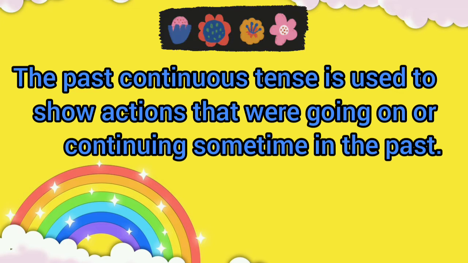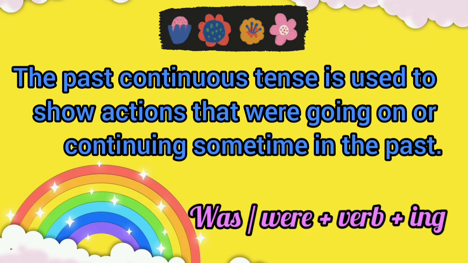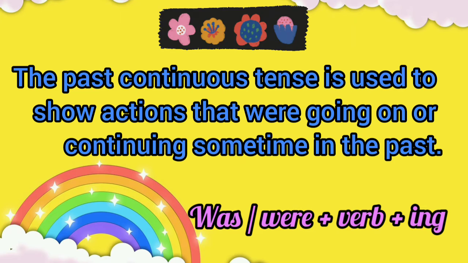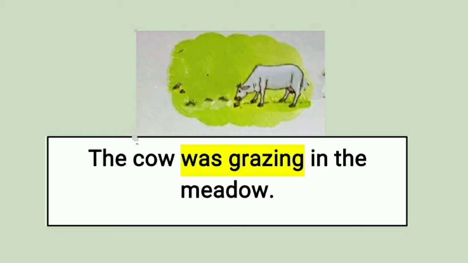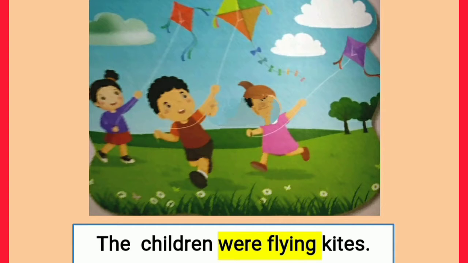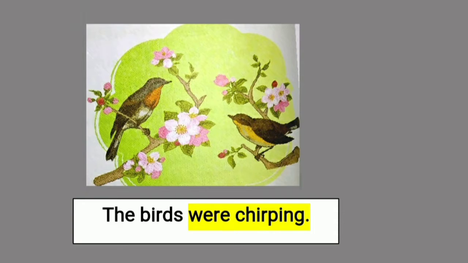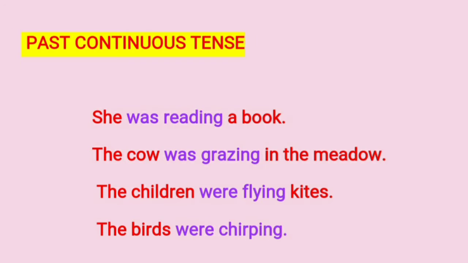In this tense, you have to use the helping verb was or were plus ing with the first form of the verb. Helping verbs help you to identify the tense. Look at these examples. She was reading a book. The cow was grazing in the meadow. The children were flying kites. The birds were chirping. Here the past continuous is used for a continuous action in the past.